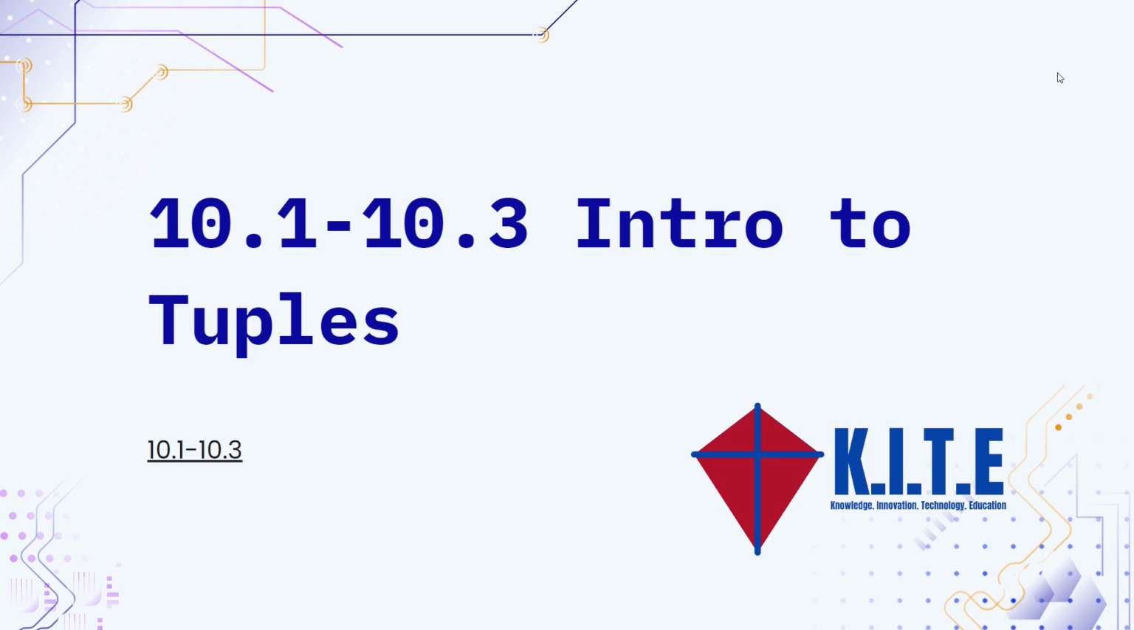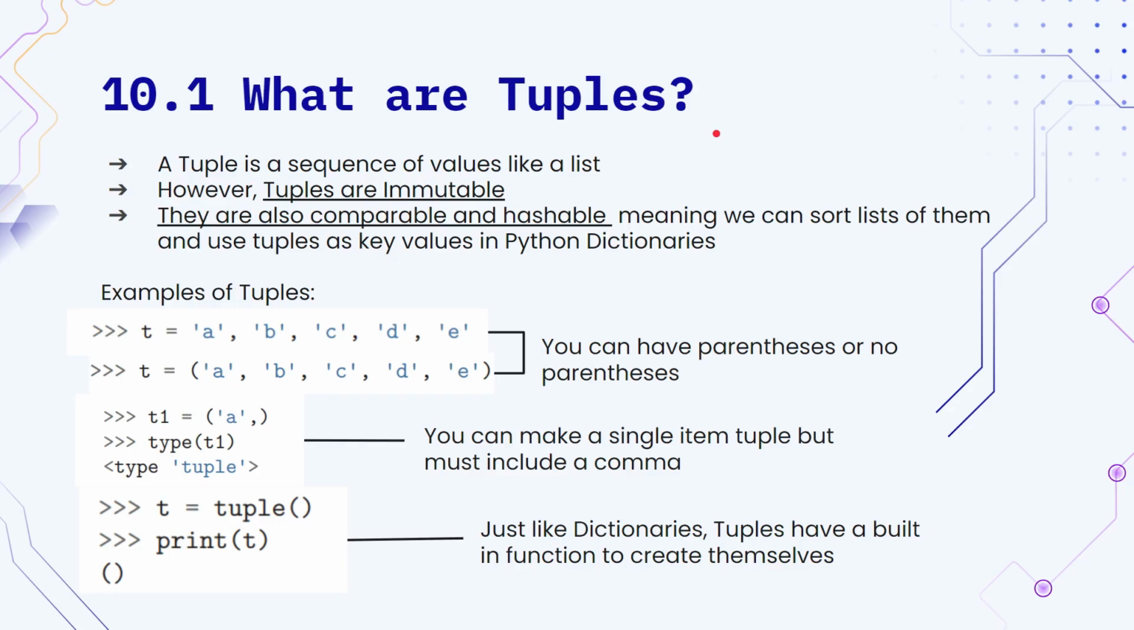Today, we're going to continue learning about another sequence in Python called tuples. So what are tuples? Well, a tuple is a sequence of values just like a list. However, unlike lists, tuples are immutable, which means that they cannot be changed once you've created it, and they're also comparable, which means that we can sort lists of them, and hashable, which means that you can use them as key values in Python dictionaries.